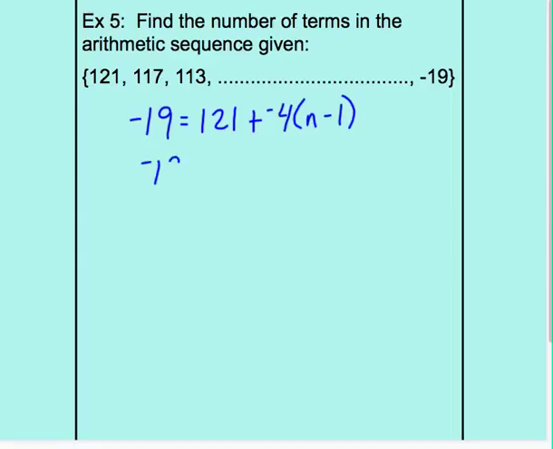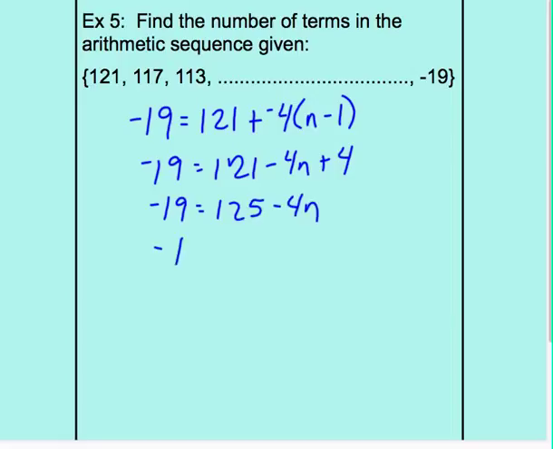So solving this equation, distributing our -4, combining like terms, subtracting 125 from both sides, and dividing by -4, we get that we have 36 terms in this sequence.